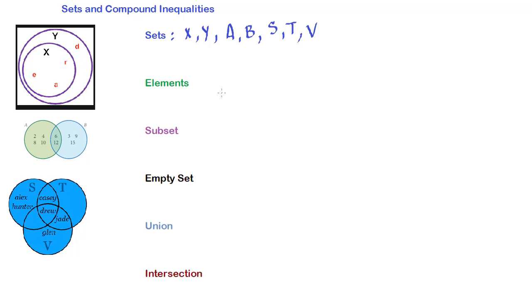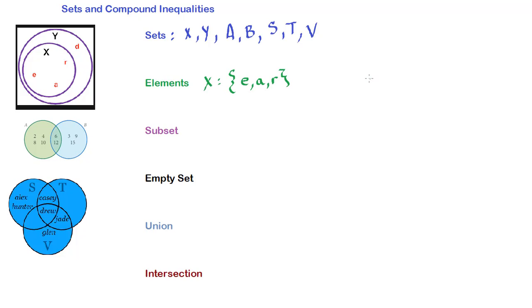So for instance, let's look at set X. The elements in set X are usually represented in these curly brackets, and then you just list them with commas in between: E, A, and R. That would be a listing of the elements in set X. And now these elements can be numbers, letters, anything of that sort, just a collection of objects.